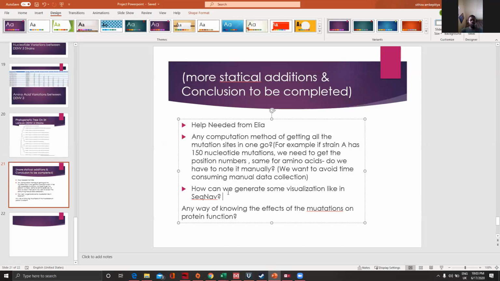And also, if at all possible, we would like to know, is there any way to figure out how these variations, what changes they cause in the protein's function? If that's possible to find out. So that is the place we're at right now.